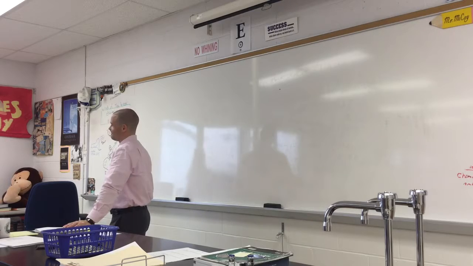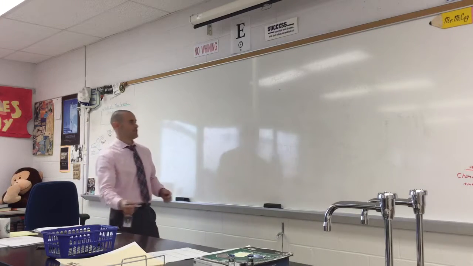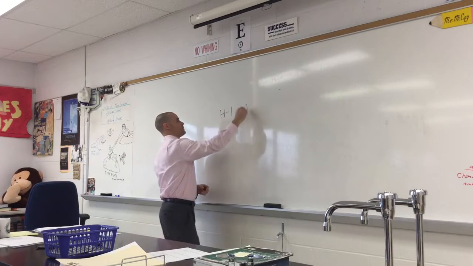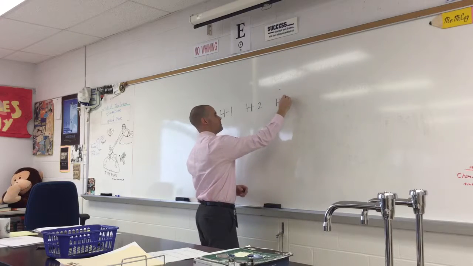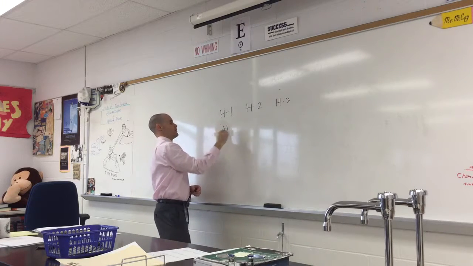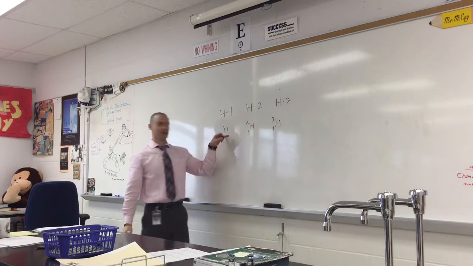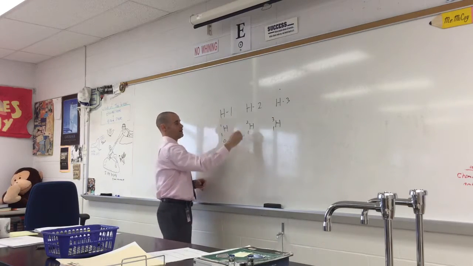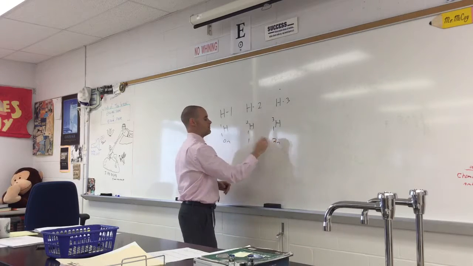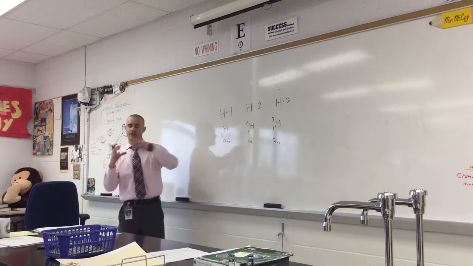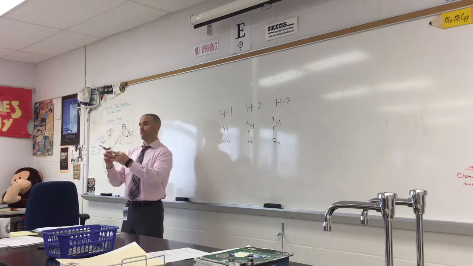All right, so, did I give you these three yesterday? Did we label the number of neutrons? Yeah. All right, let's review. How many neutrons here? Zero. How many here? How many here? Two. Good. So, remember, inside the nucleus, what's contained there?